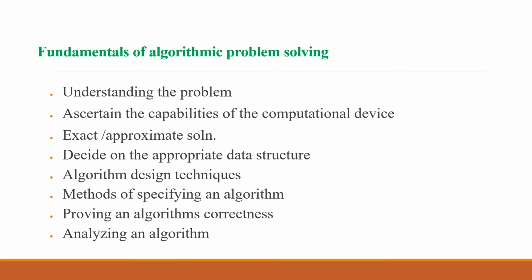Then we move on to the second method, ascertaining the capabilities of a computational device. There are two different capabilities of a computational device. One is a sequential algorithm, and the other is a parallel algorithm. So what is a sequential algorithm? In a sequential algorithm, instructions are executed one after another. This type of algorithm is called a sequential algorithm.